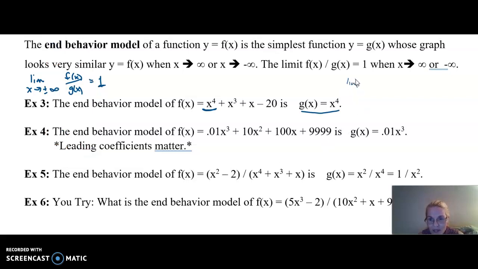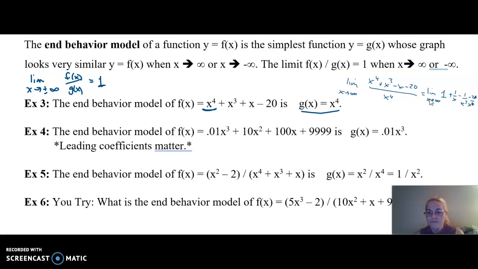But if you were going to look at the limit as x runs to infinity of x to the fourth plus x cubed minus x minus 20, all divided by x to the fourth, you could break this into little tiny fractions and say, hey, that's the limit as x runs to infinity of x to the fourth over x to the fourth is 1, plus x to the third over x to the fourth simplifies to 1 over x, minus 1 over x cubed, minus 20 over x to the fourth, which I'm writing very sloppily and out of the page. I apologize.